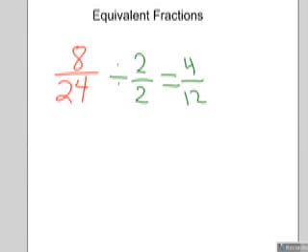Now, do 4 and 12 have a common factor? Yes. They do, don't they? Let's switch colors. What is the largest common factor that 4 and 12 have? 3. Wait, no, I meant 2. Okay, 2 is a common factor, isn't it? Go ahead and divide it by 2 over 2.